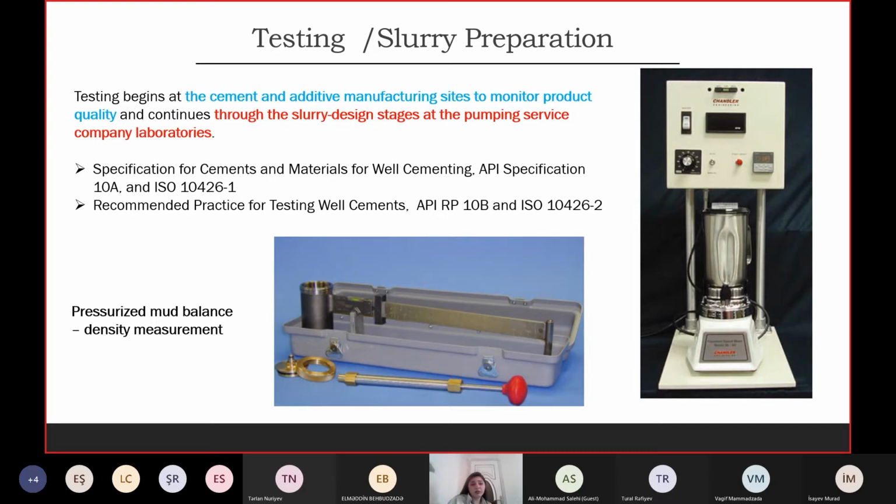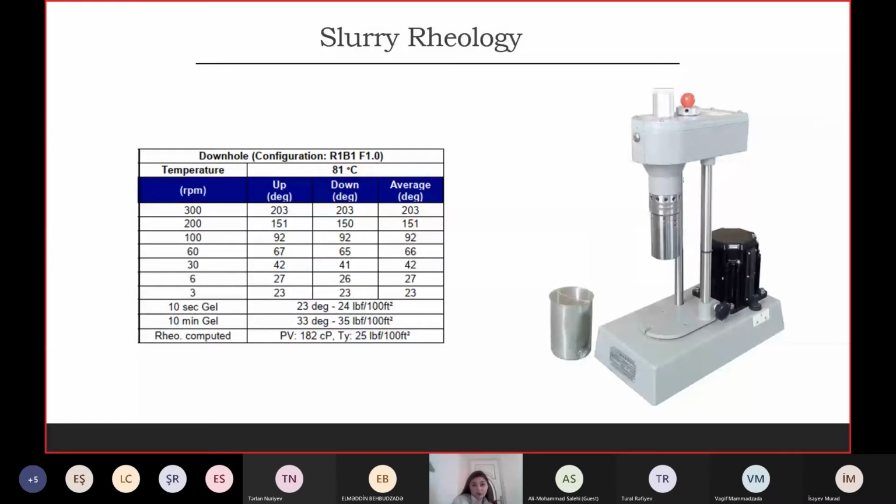This tool, the pressurized mud balance, usually has two lines, one for PPG, for slurry density, and the second one is for rheology. And probably if you have studied petroleum engineering, you have heard about viscosity and rheology. I'm 100% sure that you have heard. So you need to measure rheology.